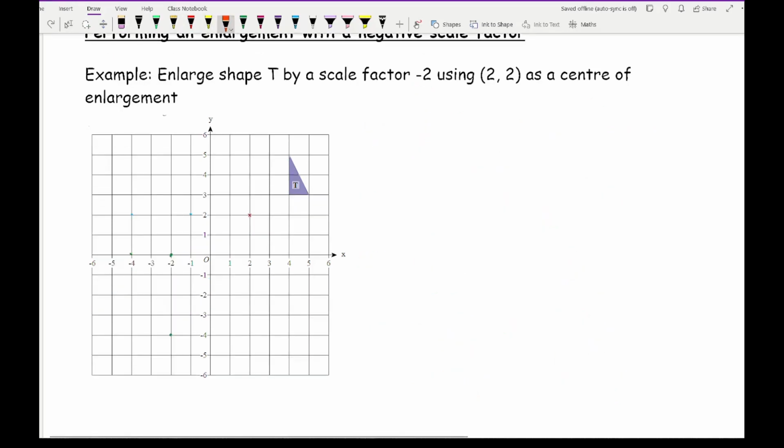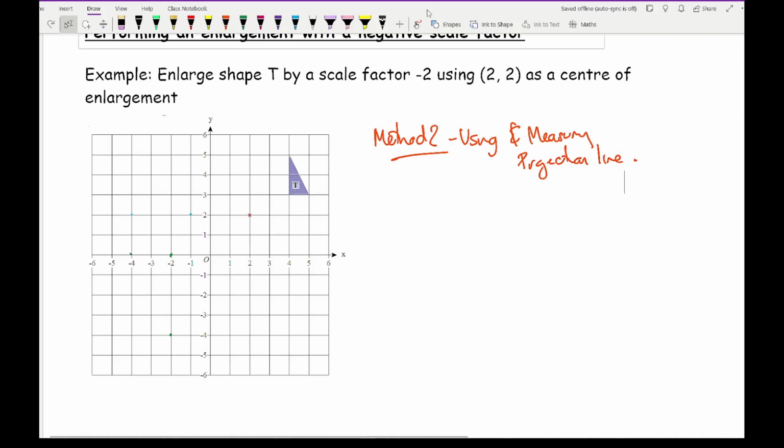So looking at method 2, which is using and measuring projection lines. Another way of looking at this is if I draw my projection lines, we're drawing the projection lines that go through each of the vertices of the shape. Thankfully, triangles only have 3.